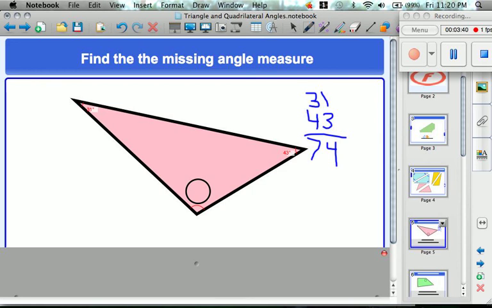Now we know that all three of the angles together should give us 180 degrees. So if we start with our 180 and subtract 74 from that, then that should give us 106 degrees.